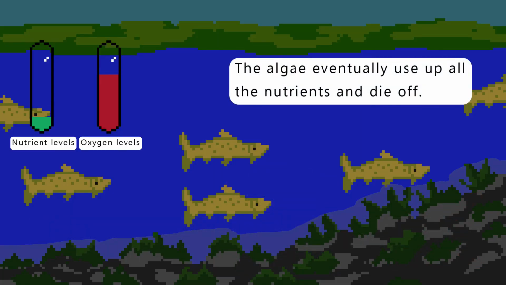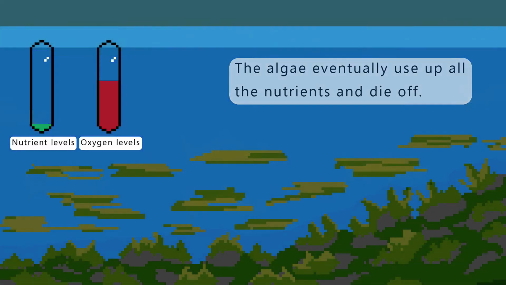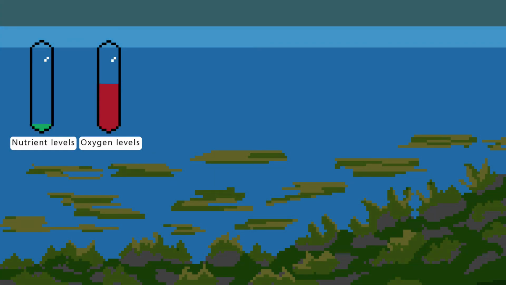The algae and plants eventually use up all the nutrients and die off. Remember, this is a random increase in nutrients, and the waterway in this specific location can't support that high number of plants for an indefinite amount of time.